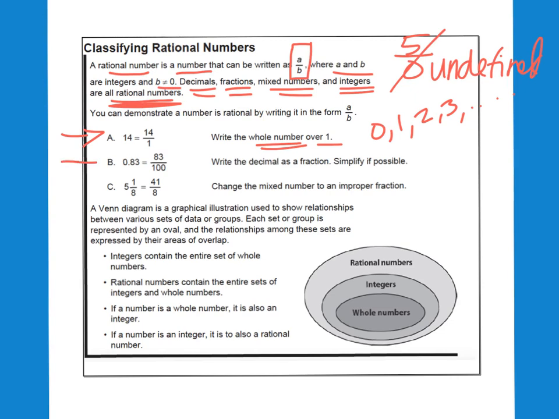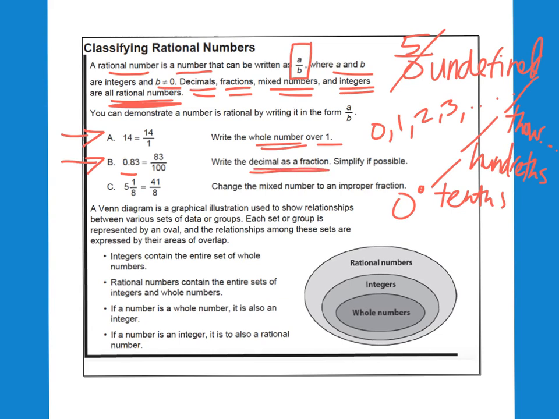Now in B, we have a decimal. We read this as 83 hundredths. If we are looking at decimal place values, first we have tenths, then we have hundredths, and then we have thousandths, and so on and so forth. So when we write the decimal as a fraction, we usually try to simplify it, and we'll be practicing that throughout this module, simplifying.